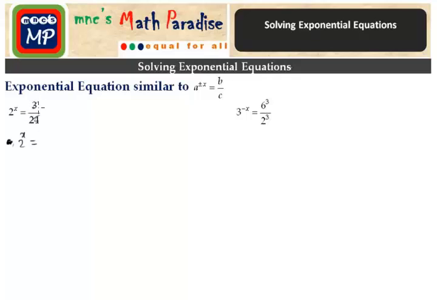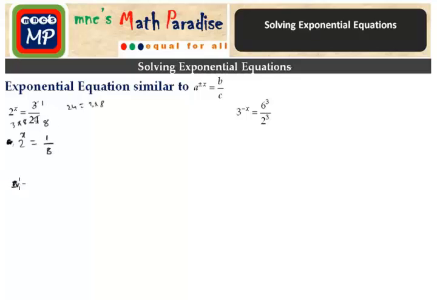If we cancel, then we will get 1 and 8, because 24 is 3 times 8. So this 3 and 3 will cancel. This 8 will remain. So we are getting on the right hand side 1 divided by 8.